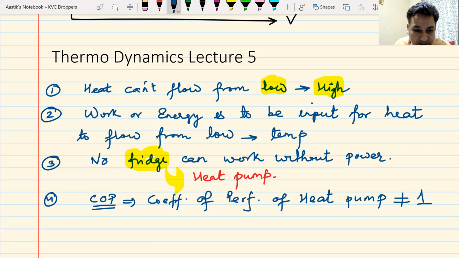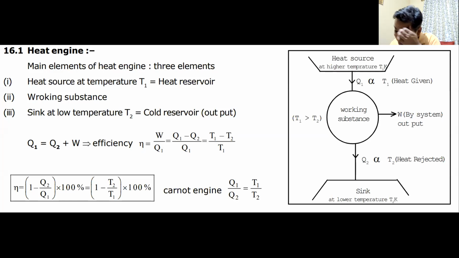Okay. Then the next heading. Since we were talking about the Kelvin-Planck statement and we heard the term heat engine, the next heading is heat engine. Now, what is a heat engine? Everything that gives you power is a heat engine. Everything that is burning fuel is a heat engine. What are the three components of a heat engine? Heat source, from where it takes heat.